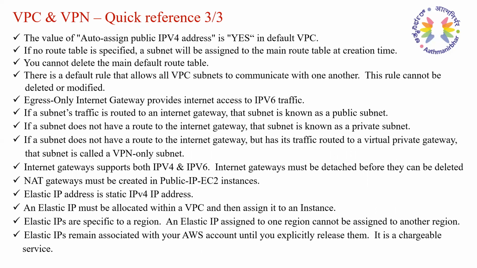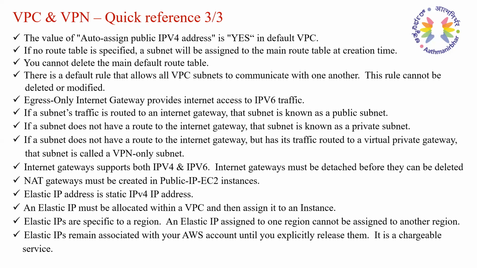We have one more. The value of auto-assigned public IPv4 address is yes in the default VPC. We also noticed that when we selected the custom VPC, the public IPv4 address setting was set to disabled. It was not set to yes. We need to manually select it. If no route table is specified, a subnet will be assigned to the main route table at the time of creation. So you cannot delete the default route table.